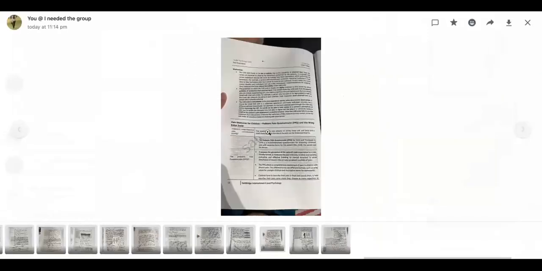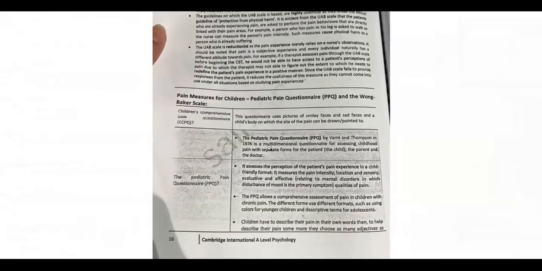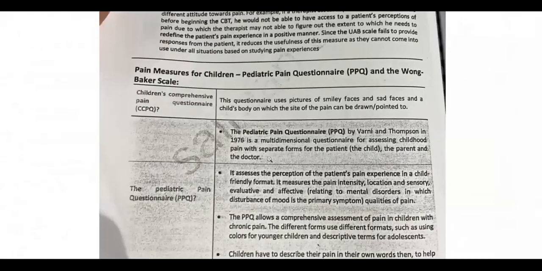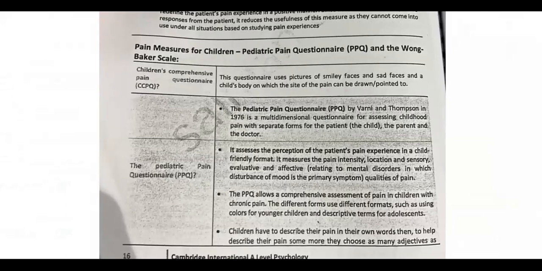Okay, now we have how to measure pain with children. So obviously all of this was for adults and it is easier for them to understand. However, when we talk about children, they cannot explain their pain as well as adults can, and hence they have separate measures. So for that, the first one that we have is the PPQ, so that's the pediatric pain questionnaire, okay. And then we have the Wong-Baker scale.